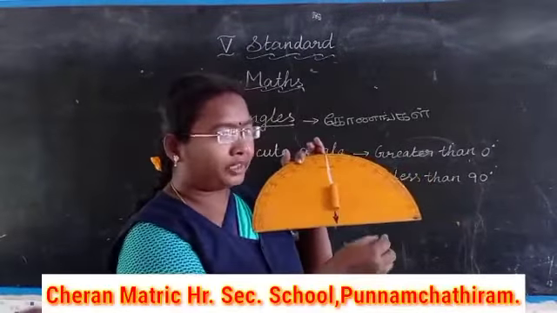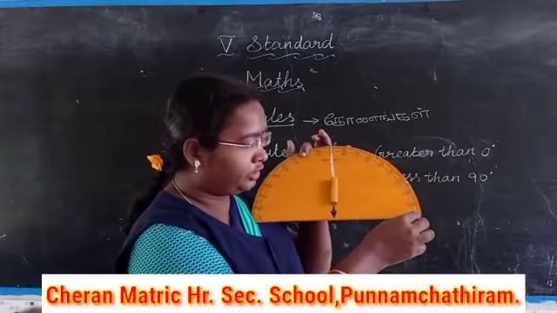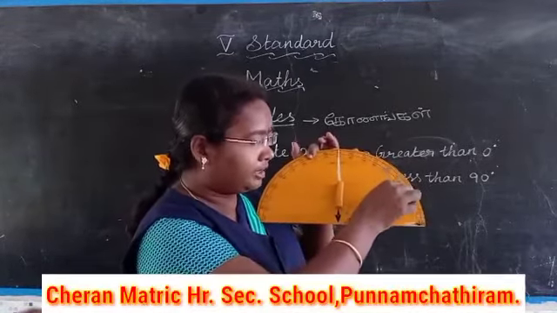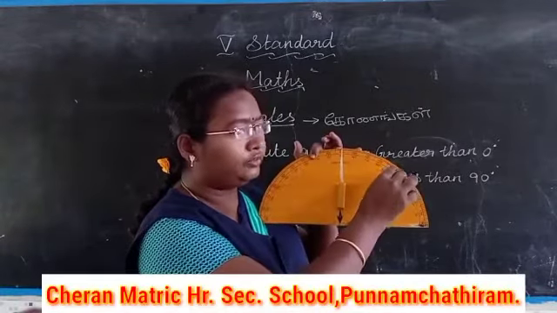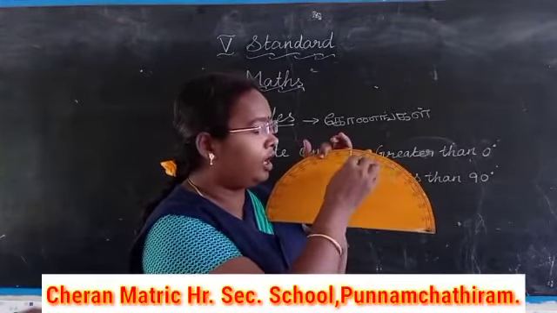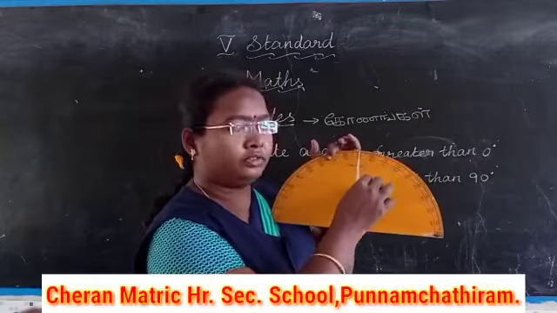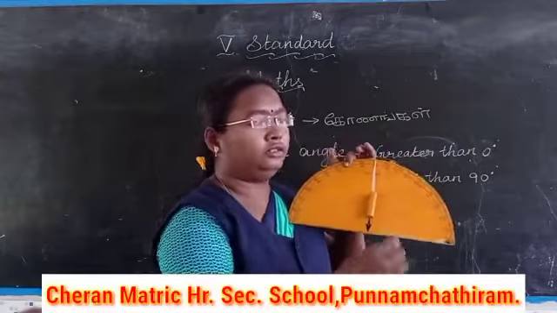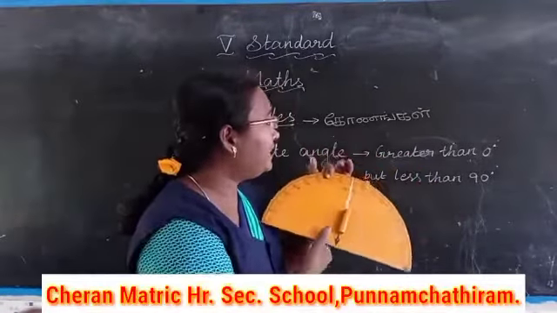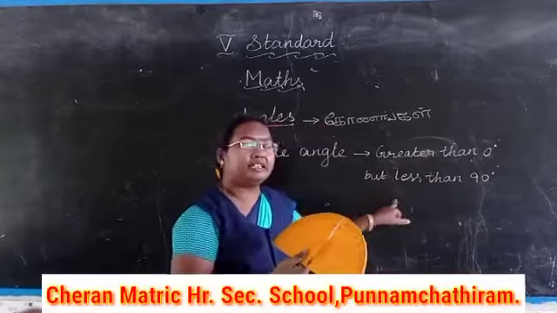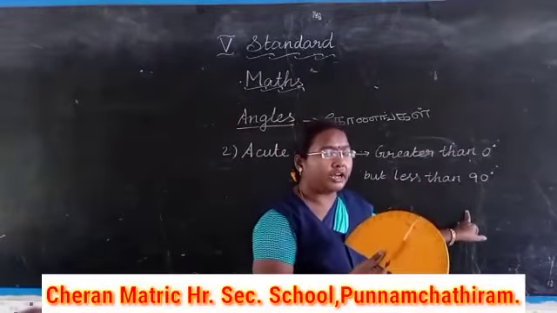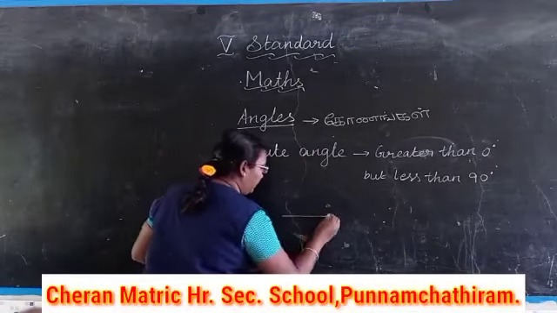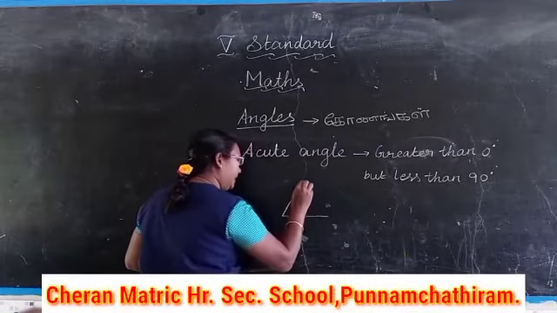For example, look at this protractor. It must be within 0 to 90 degrees. It may be 10, 20, 30, 40, 50, 60, 70, 80, but it must be less than 90. The angle within this space is called an acute angle. An angle which is greater than 0 degrees but less than 90 degrees is called an acute angle. For example, look at this one. This is at 90 degrees. Like this.